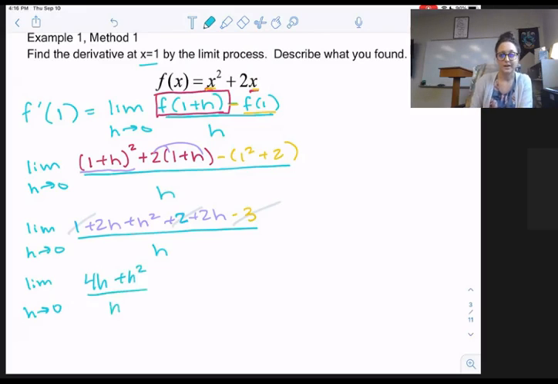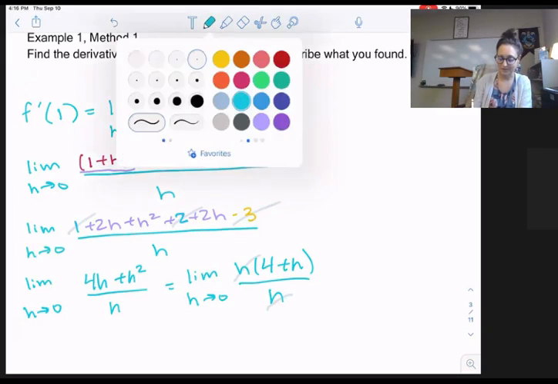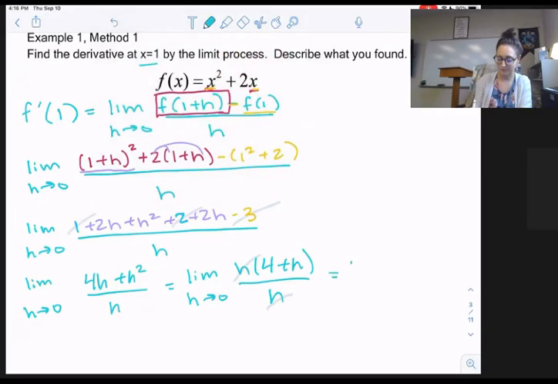Now we're getting pretty close. What can we do from here? Now we can factor out an h in both the numerator and denominator, right? So I've got 4 plus h left. Now I can divide out the h's. And now, finally, I can plug in 0 for h. So plugging in 0 for h, I get 4 plus 0, also known as 4. So that's the derivative of f of x at x equals 1.